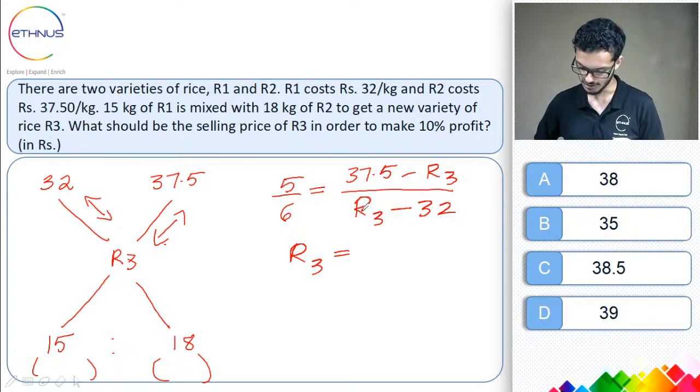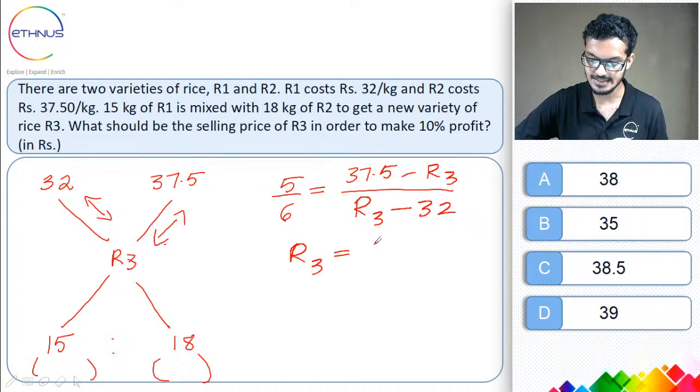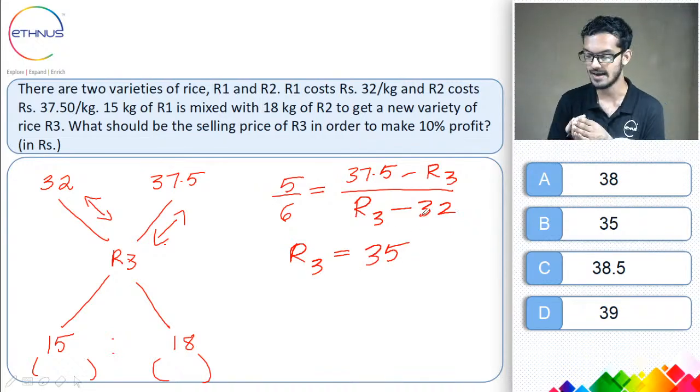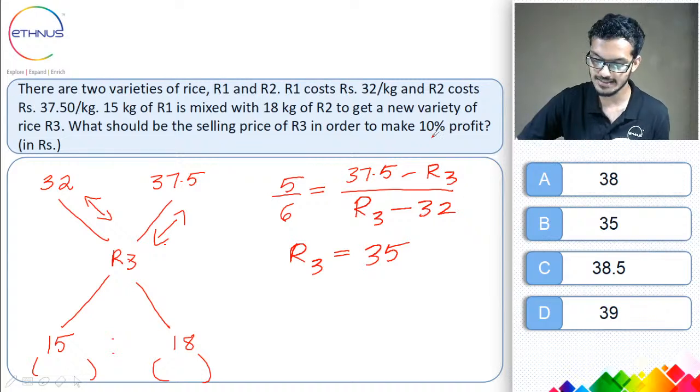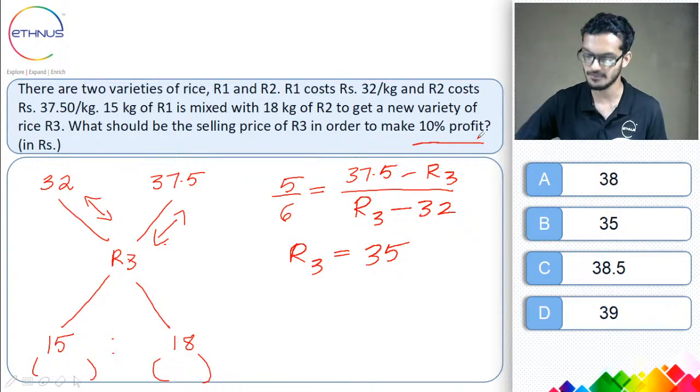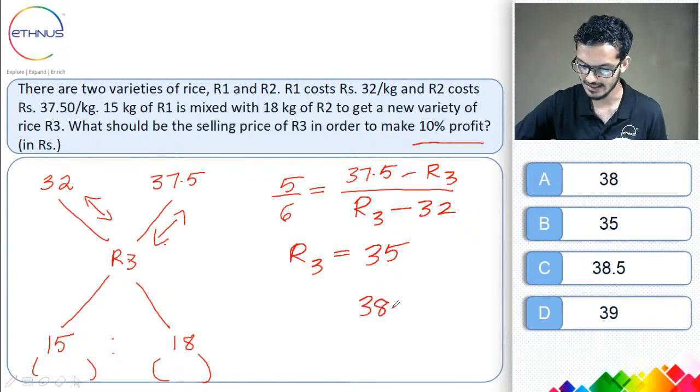Okay, so the majority of them are saying 35. Yes, exactly. I'm not going to solve this one, but if you solve this, you'll get the answer as 35. And here they're asking with the 10% profit, right? So 10% of 35 is 3.5. Add that 3.5 value to it, we'll get the answer as 38.5.